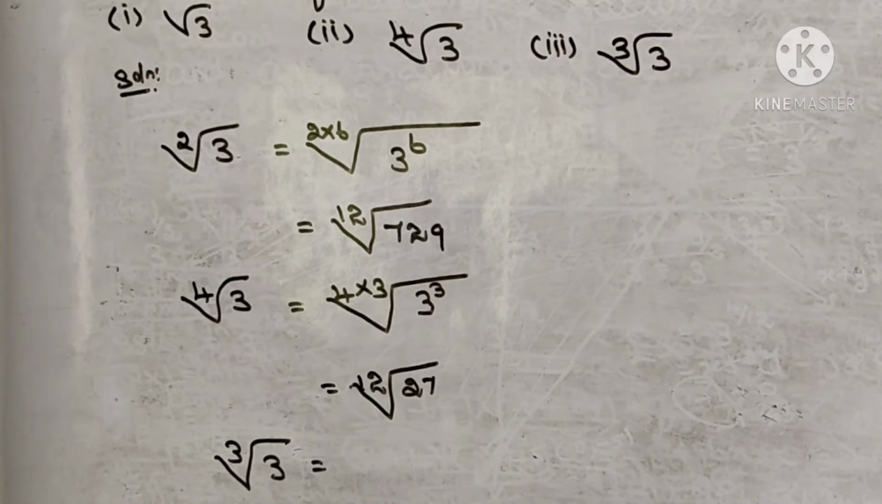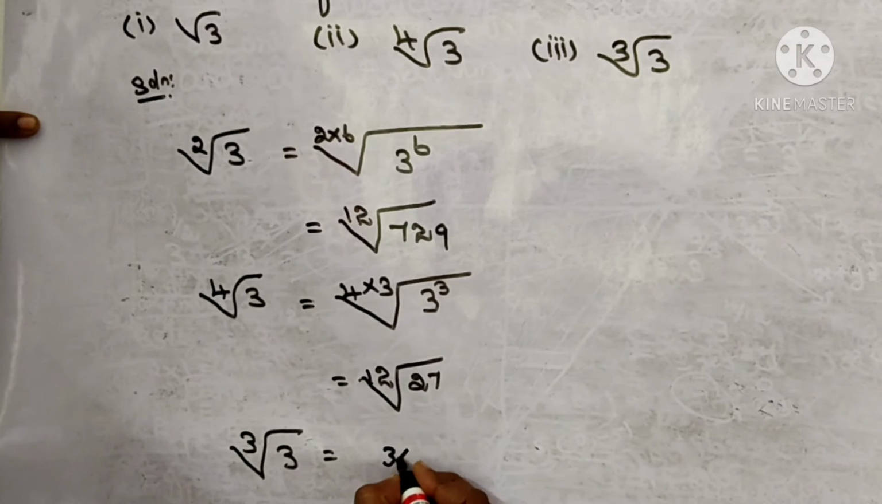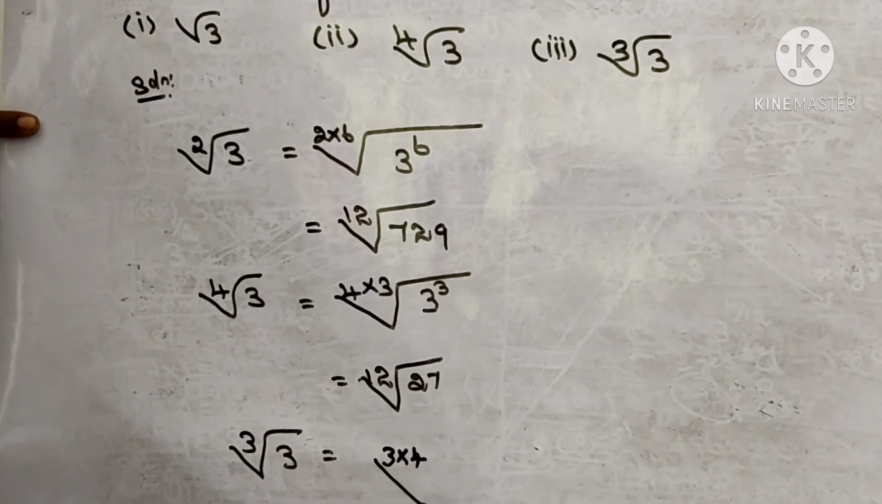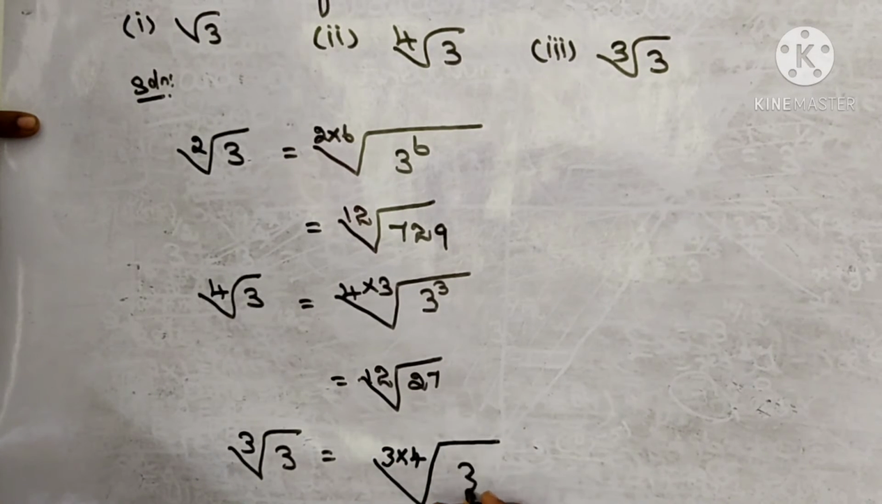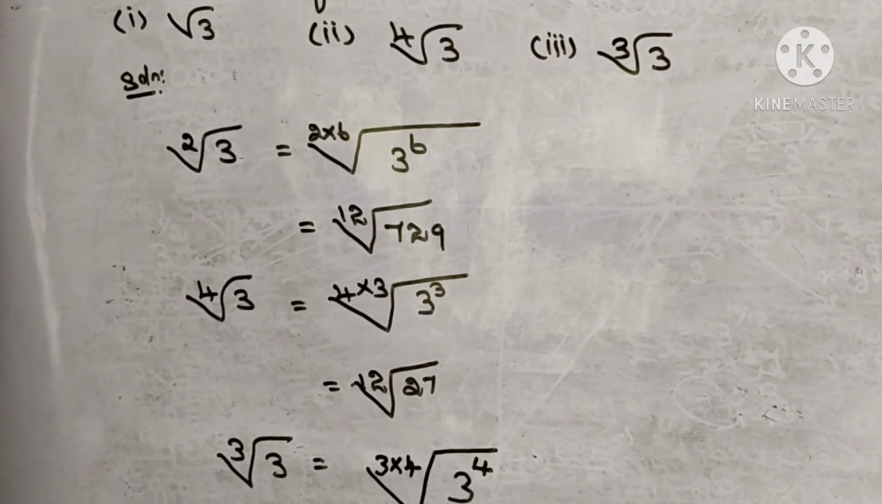12th root of 27. Next one, the cubic root of 3. For the cubic root of 3, we want 12 here. So you multiply index 3 by 4, so inside the root you also raise the power 4. Now we get the 12th root of 3 to the power 4, which is 81, because 3 into 3 into 3 into 3: 9 into 9, 9 9s are 81. 12th root of 81.